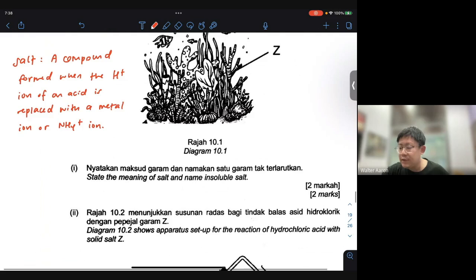And name the insoluble salt over here. The insoluble salt here will be calcium carbonate. So Z is, you must name it, because they say name, so you must name it. You cannot put the chemical formula. So Z is calcium carbonate or limestone.